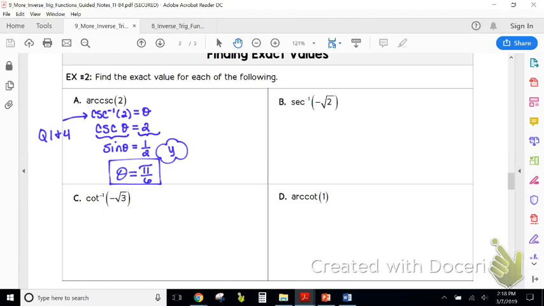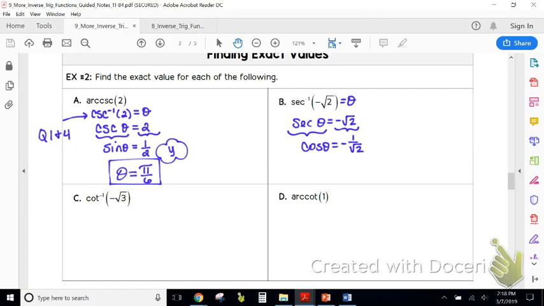Okay, for B, I've already got the inverse secant of the negative square root of 2. So we know that's going to equal theta. So that means that secant of theta is equal to the negative square root of 2. So if I take the reciprocal, what's the reciprocal of secant? So cosine of theta is equal to, what's the reciprocal of the negative square root of 2? Negative 1 over the square root of 2.